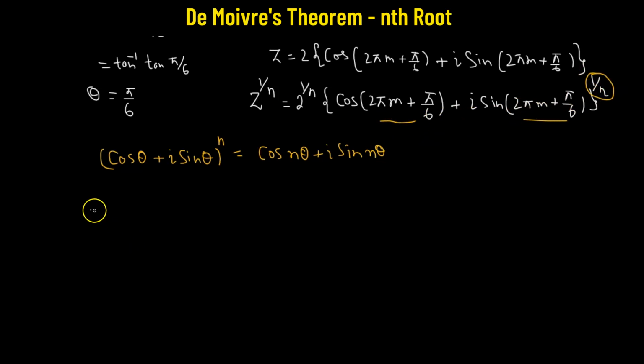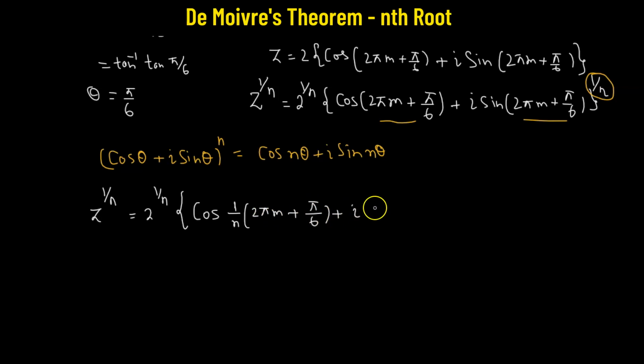So let's do that. So we have z raised to the power of 1 over n equals 2 raised to the power of 1 over n multiplied by cosine of 1 over n multiplied by 2 pi m plus pi over 6, plus iota times sine of 1 over n multiplied by 2 pi m plus pi over 6. Right. So this is going to be the nth root of a complex number z.